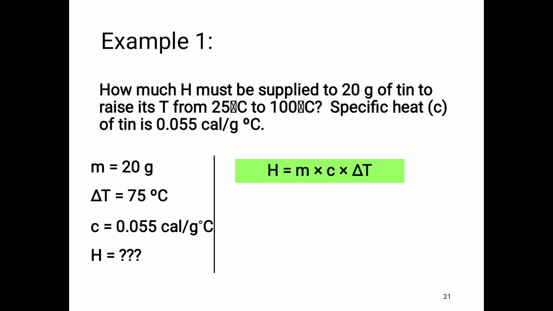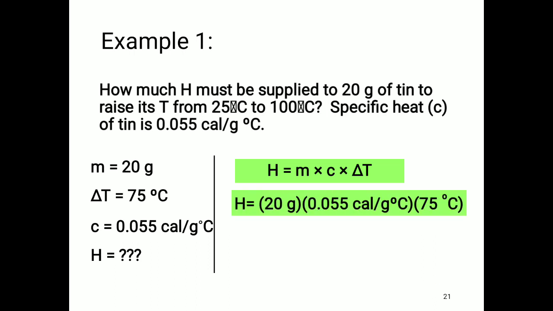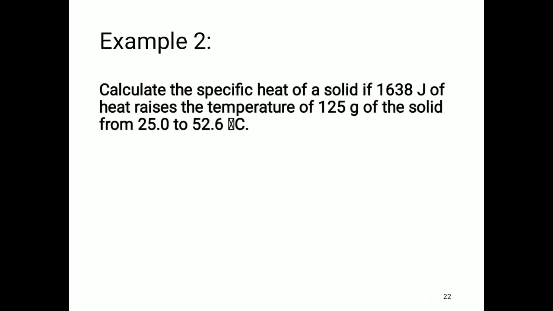You have to simply apply the formula H equals mcΔT, and you will get the heat required to raise the temperature from 25 to 100 degrees centigrade. Okay, now second example: calculate the specific heat of a solid if 1638 joules of heat raises the temperature of 125 grams of solid from 25 to 52.6 degrees centigrade. Now here you have to calculate the specific heat C.